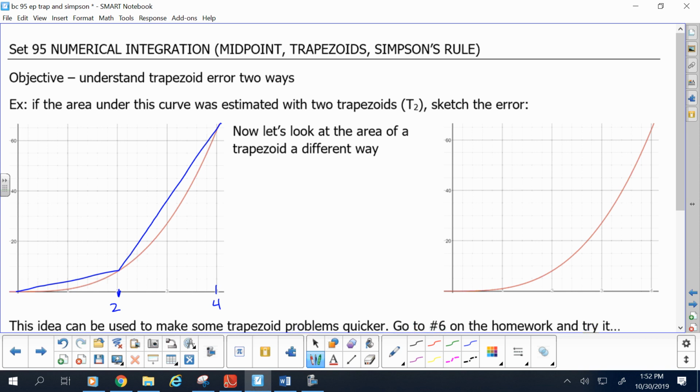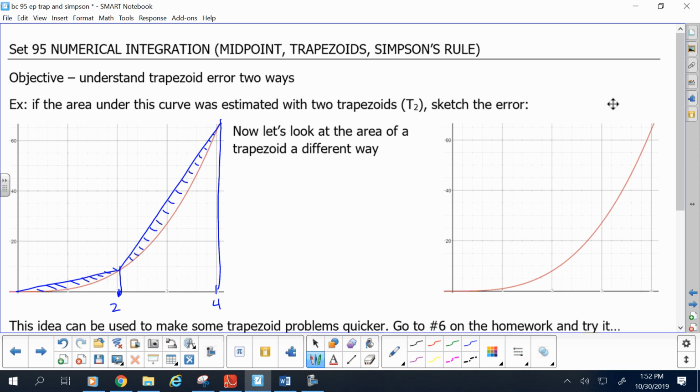And it says sketch the error. Where's the error in the estimate? Right? All right. Now, those trapezoids, do they overestimate or underestimate? Oh, because the curve is increasing? Because the curve is concave.